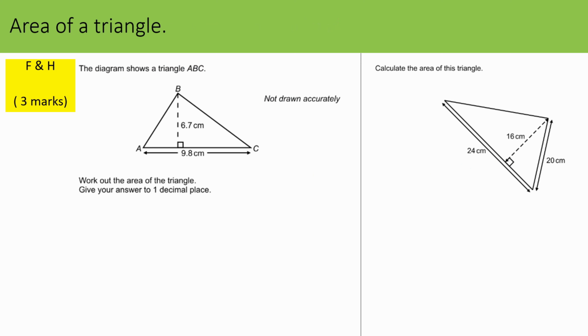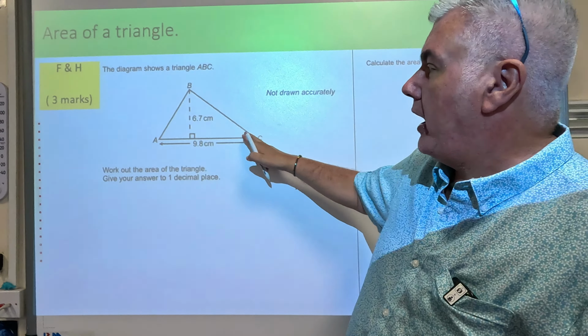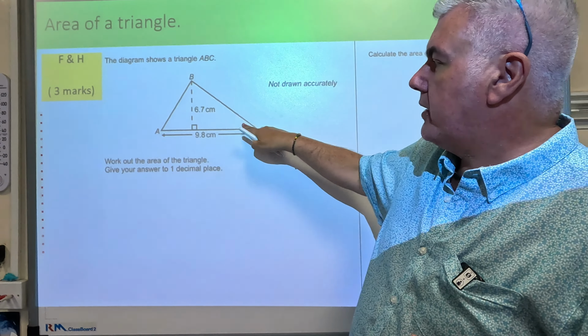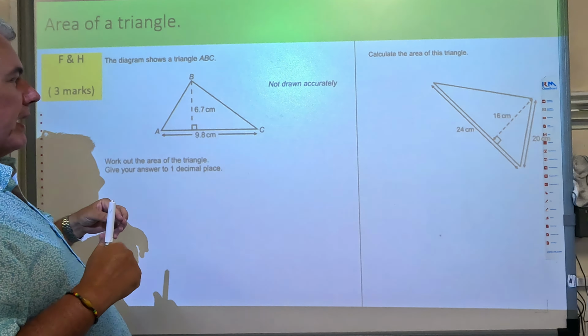Here is today's question. When you're ready, pause the video and give it a go. So again, it's an area question. This time we've got a triangle. A three-sided shape with three angles is called a triangle. The area is the amount of space taken up by a shape.